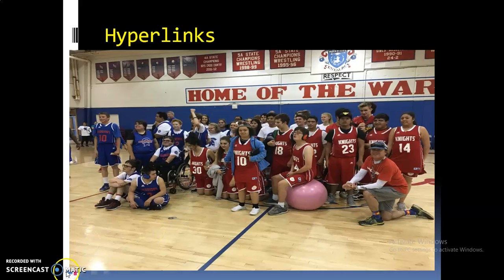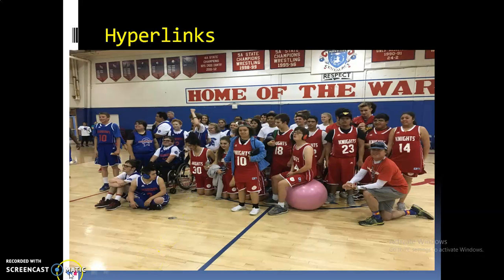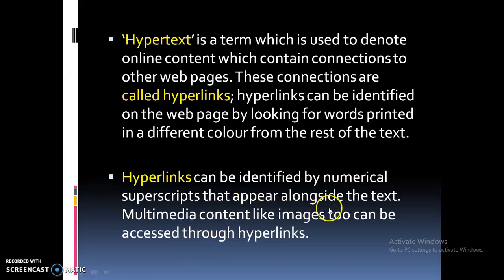Hyperlinks can be identified on the web page by looking for words printed in a different color from the rest of the text. So hypertext, as I said, is used to denote online content, and hyperlinks can be identified by numerical superscripts that appear alongside the text. Multimedia content like images too can be accessed through hyperlinks.